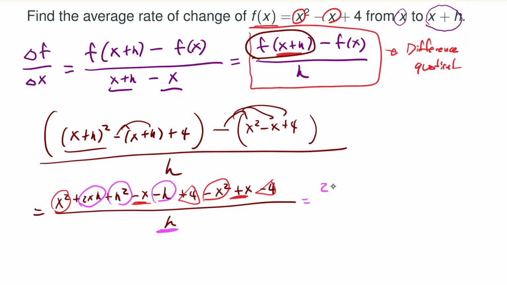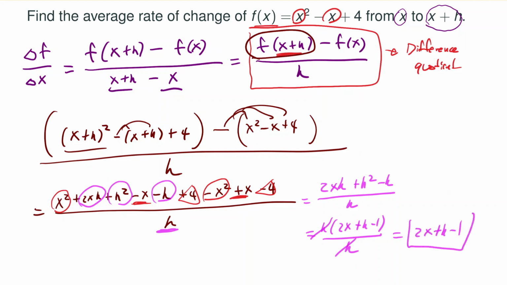So we have 2xh plus h squared minus h over h. And we can simplify this. We can factor h out in the numerator. Then we can cancel the h out. So 2x plus h minus 1 represents the average rate of change of this function between any 2 points, between x and x plus h.